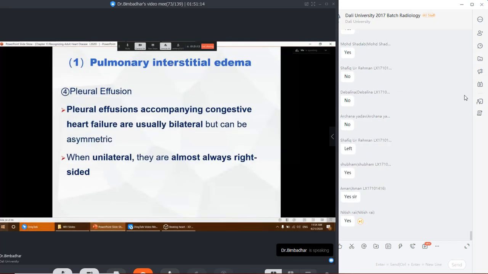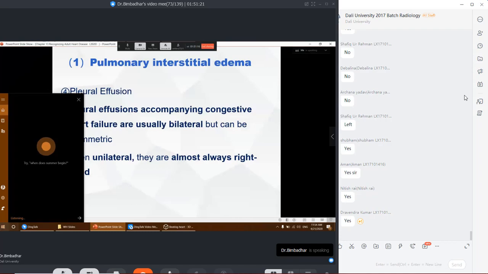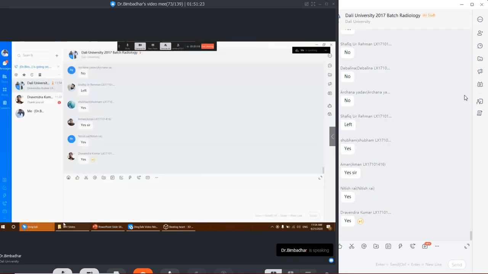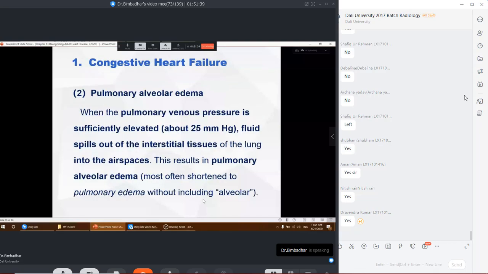Then pleural effusions, we will not talk about this more yet. We already did it. Okay, right? Now pleural effusions are there. And yes, you should also think, if there is pleural effusion, we should be thinking about metastasis, tuberculosis, and pulmonary thromboembolic diseases, which are quite common. Then pulmonary alveolar edema. This is what I was talking about. If there is a true pulmonary alveolar edema, it is mostly happening because of left-sided heart failure.